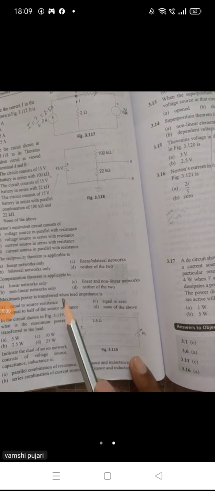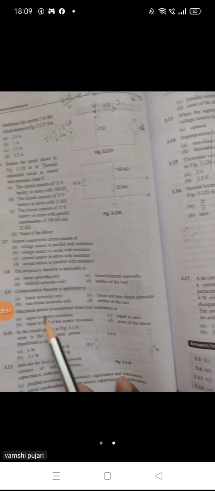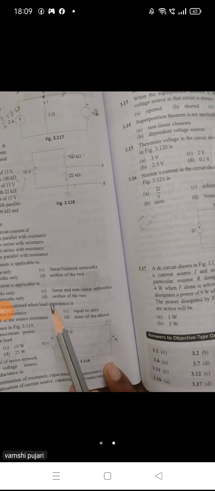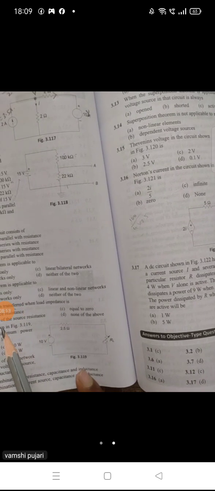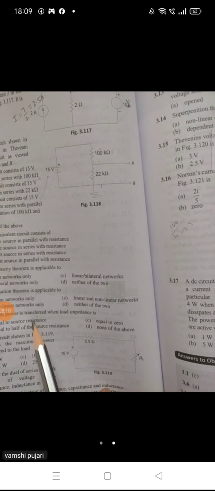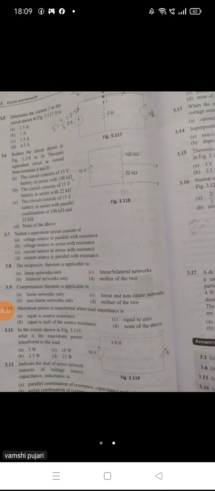Next question, maximum power is transferred when load impedance is, okay, in case of the maximum power transfer theorem, maximum amount of power is transferred from source to load when source resistance is equal to load resistance. Here load impedance is equal to source impedance, from the first option, that is equal to source resistance, right? Second option is equal to zero, that is not correct. Equal to half of the source resistance, that is also not correct. None of the above. That means option A is correct.